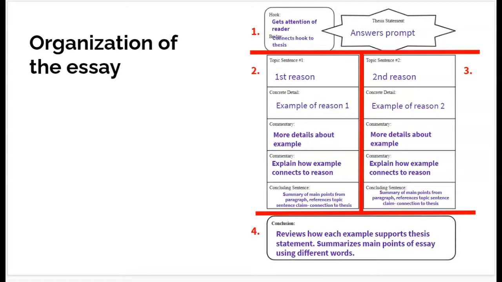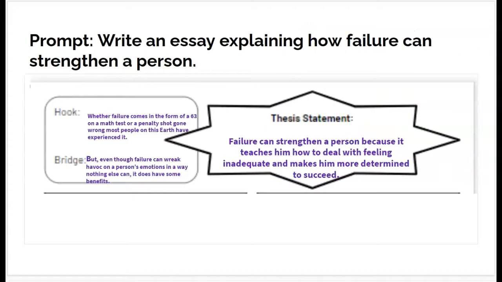Okay, so this is a neater version of what it looks like. So above the I is paragraph 1, and the left side of the I, paragraph 2, the right side of the I, paragraph 3, and the bottom is paragraph 4. Go ahead and mark your graphic organizer, and then we're going to practice. Here is an example from the essay prompt to write an essay explaining how failure can strengthen a person. You remember that from when we practiced?